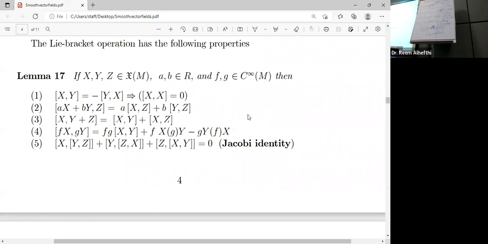Basically, an algebra with an additional product becomes a Lie algebra if it satisfies those two Lie conditions. That is A squared is 0, that is X dot X is 0, and the Jacobi identity.